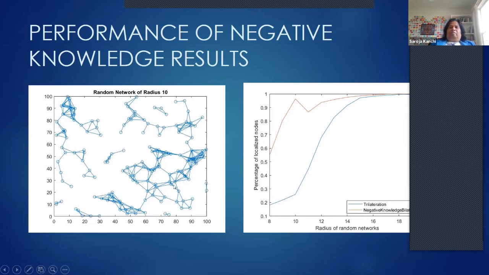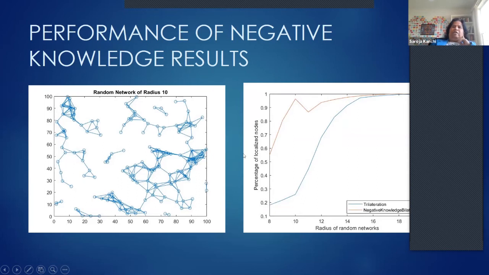And then performance-wise, just using trilateration on this random graph led to a percentage of localized nodes of about 15% or 18%, but then we jumped up to 55% by using the negative knowledge bilateration technique. And there's a couple more techniques in the negative knowledge. I showed you one, but I have 2 other theorems that help me continue the bilateration process.